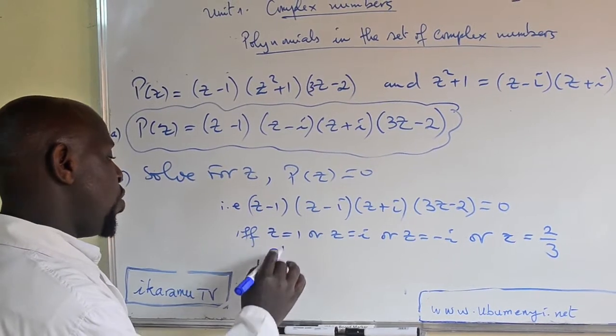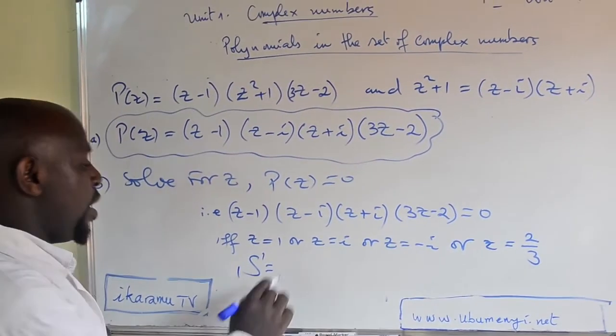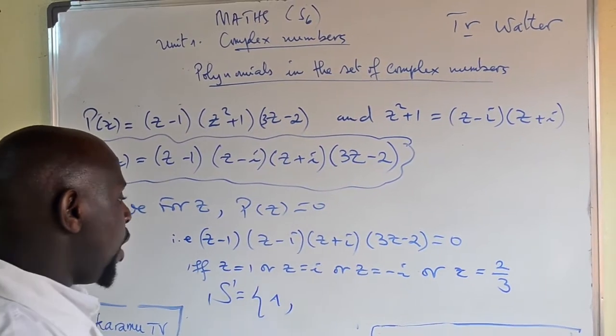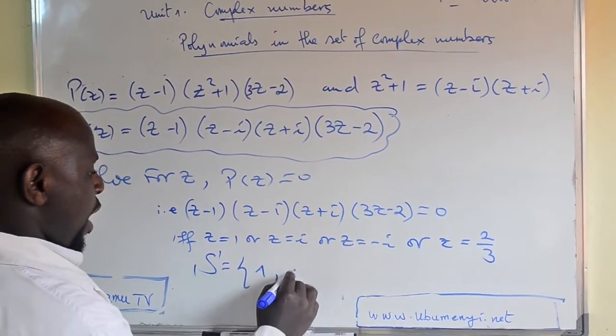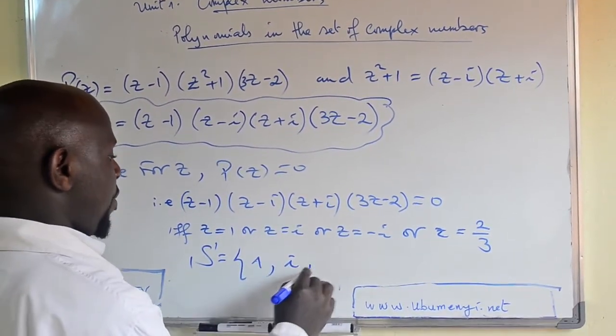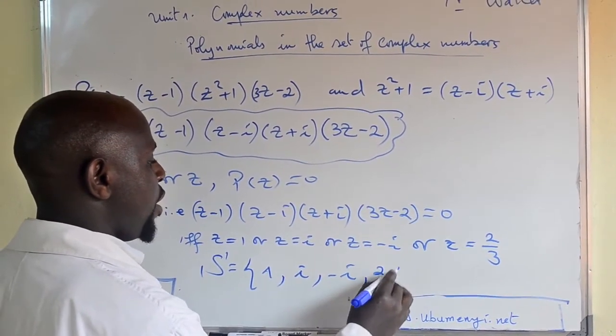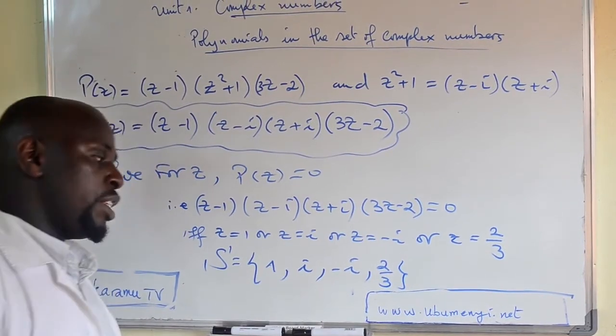So the set of solutions, ladies and gentlemen, will be equal to 1, we also have i, and we have negative i, and we finally have 2/3. These are the solutions, ladies and gentlemen.